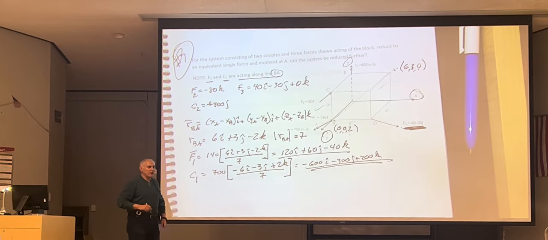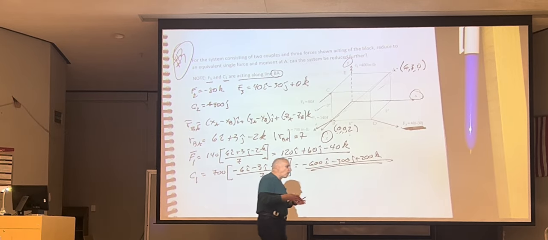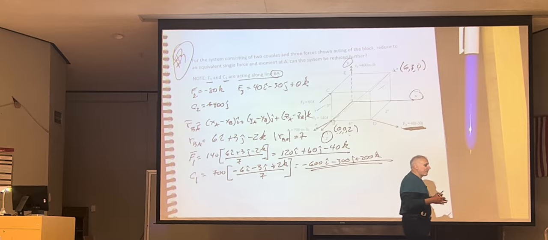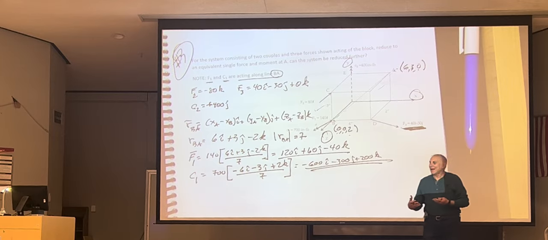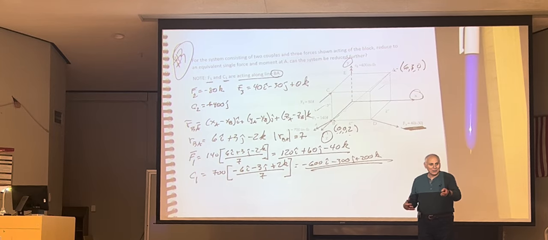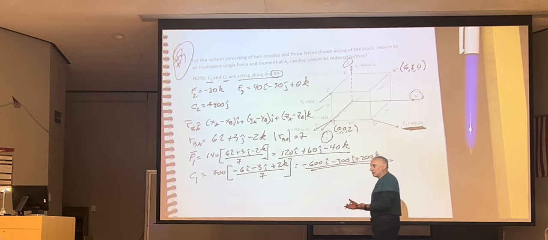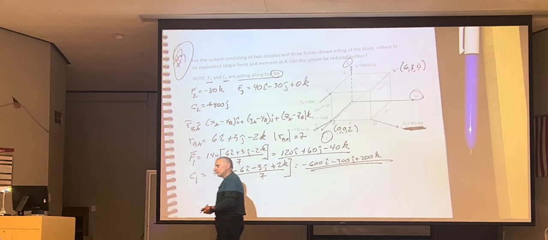So what was I doing here? Did you remember that RAB is the opposite of RBA? Did we state that someplace? Yeah, it's in your notes. So what happened? I put this in a problem. Did you remember that?